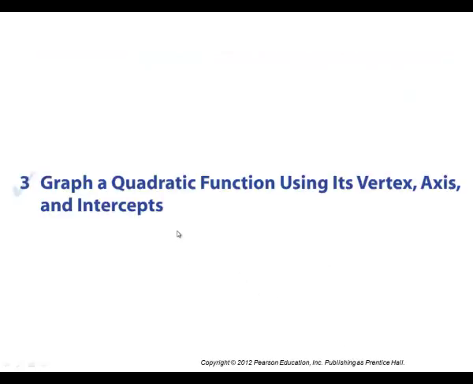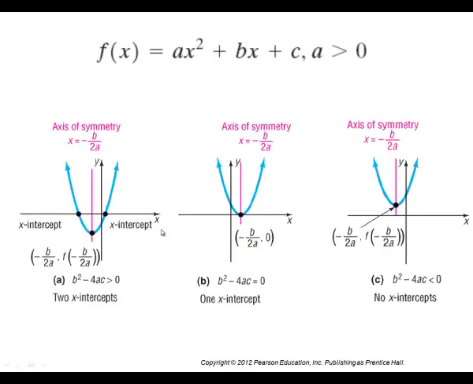The quadratic function using a vertex, an axis, and intercepts. Okay, again, here we have the vertex. It opens up and the vertex is below the x-axis, so we're going to have two x-intercepts. Here, the parabola opens up, but the vertex touches the x-axis, so you only get one intercept.